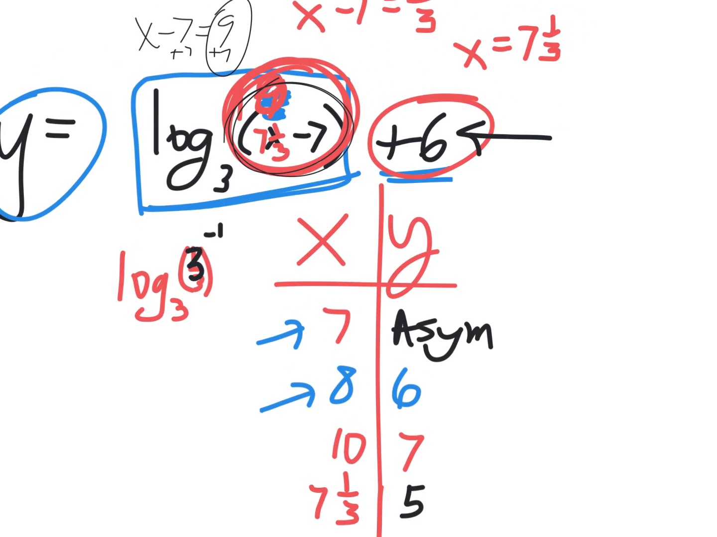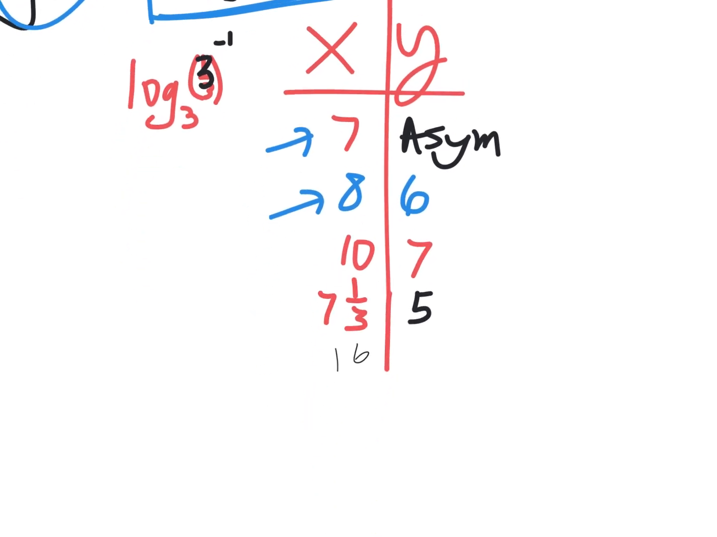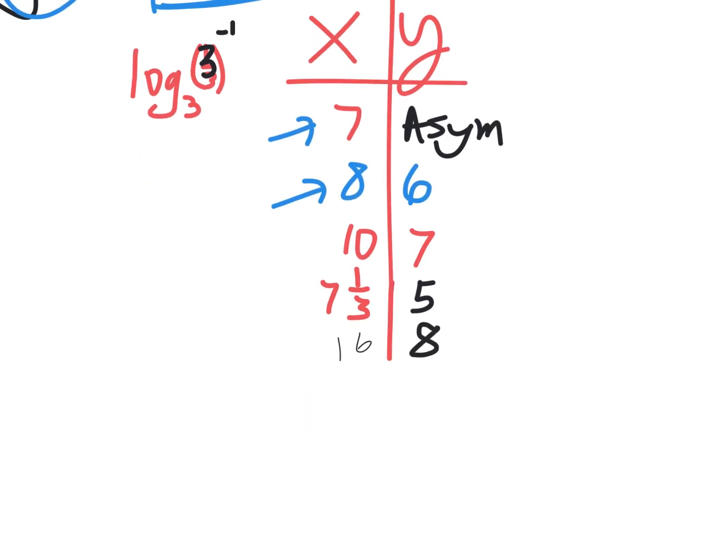And when I put in 16, this part becomes 9, and that works nice. Log base 3 of 9 is 2. 2 plus the 6 is 8. I can keep doing this all day. The question is, can you keep doing this all day? Can you find these points?